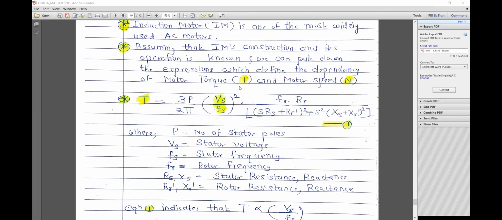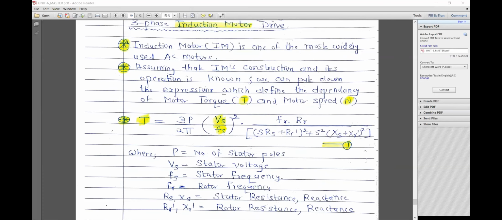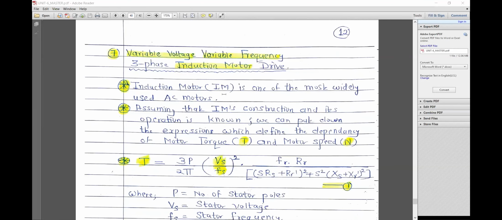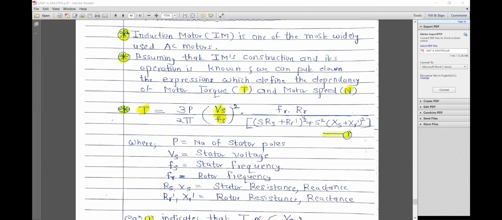Now from the literature of induction motor, we have equation number 1. Torque is represented as T and motor speed as N. So T is equal to 3P upon 2 pi, (Vs upon Fs) whole square, and then we have Fr Rr. The subscript R stands for rotor and S stands for stator. Similar to a synchronous motor, an induction motor also has a stationary part called the stator and a moving part called the rotor. Is it clear?